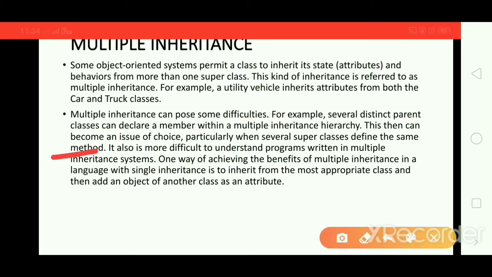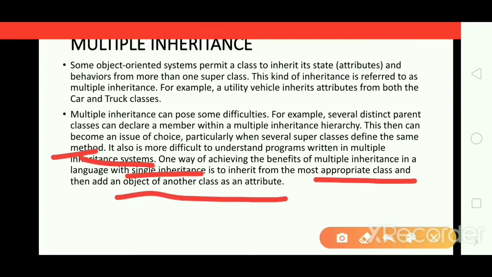It is also more difficult to understand programs written with multiple inheritance. One way of achieving the benefit of multiple inheritance in a language with single inheritance is to inherit from the most appropriate class and then add an object of another class as an attribute.